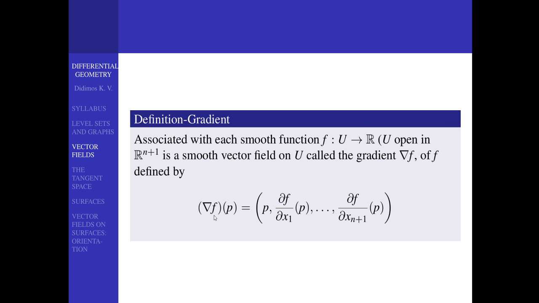Then the gradient del f is again a vector field. This assigns a vector at P in this manner: ∂f/∂x1 of P, etc., ∂f/∂x_(n+1) of P. This assigns a vector at P. Therefore, this del f is defined as the vector field, and the components are smooth. Then we can say that this vector field is a smooth vector field. A smooth vector field defined in this manner is called a gradient.